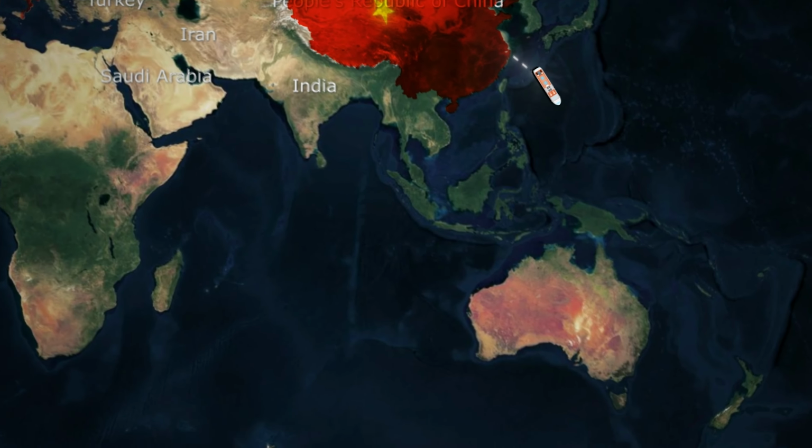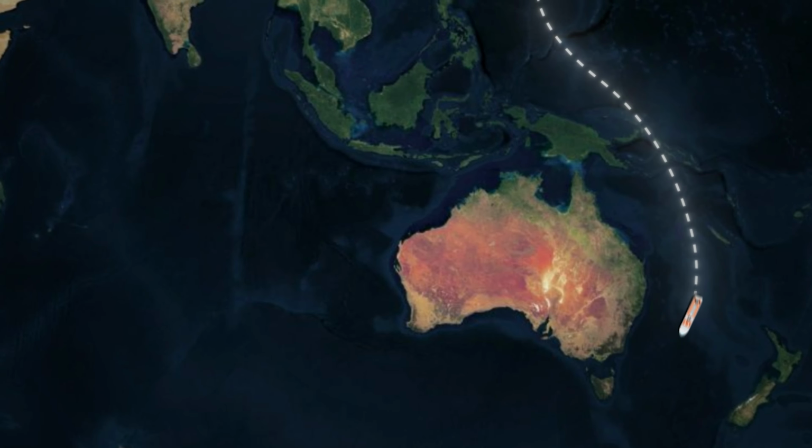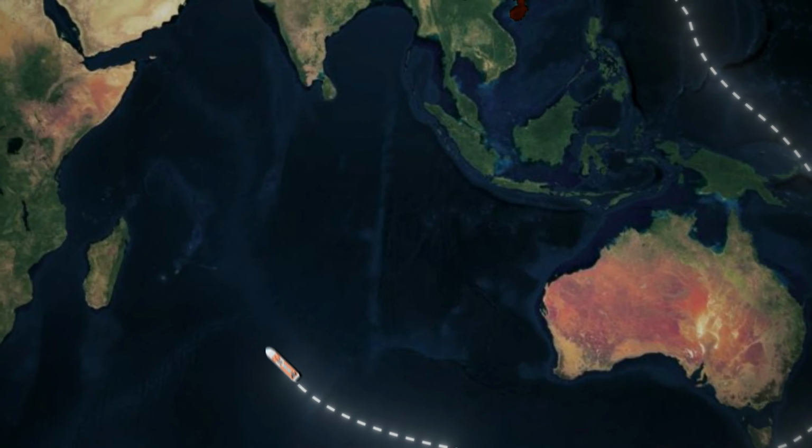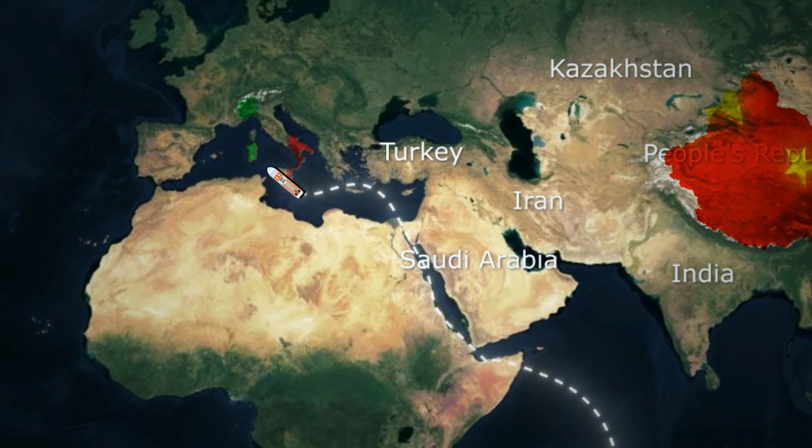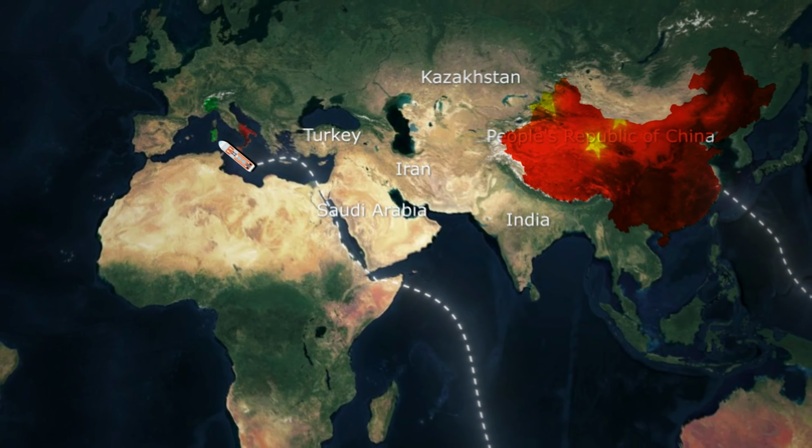The ship starts its journey crossing the Indian Ocean, crosses the Suez Canal in the Middle East, and enters the Mediterranean Sea before finally reaching a port in Italy. Sounds straightforward? Trust me, it's not.